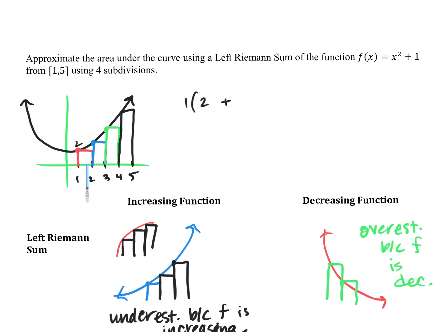Again, my base is still 1 for my blue rectangle. How would I get my height? 5. When x is 2, 2 squared is 4 plus 1 gets me a height of 5. Of my green rectangle, when x is 3, how would I find that height? 3 squared plus 1 is going to get me a 10. And finally, when x is 4, are we done?